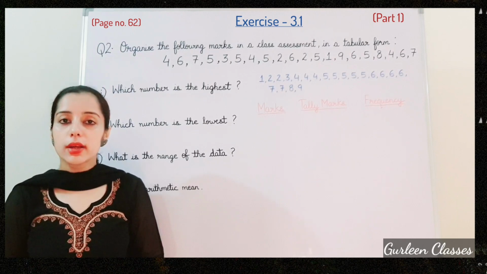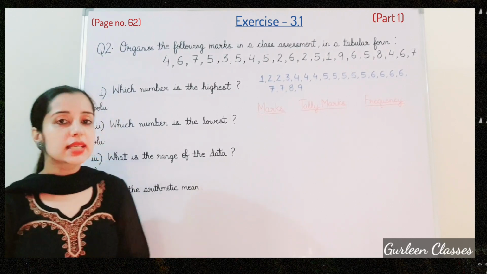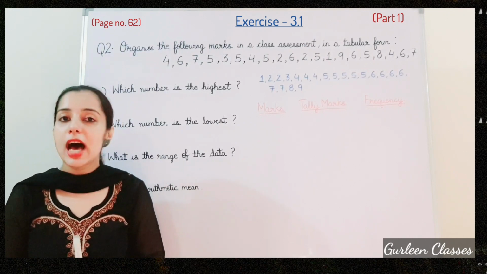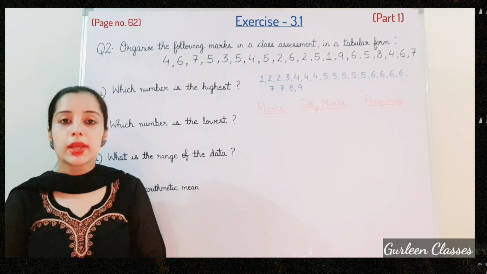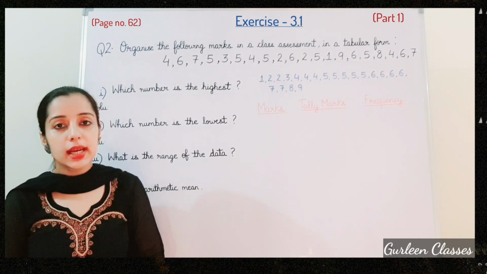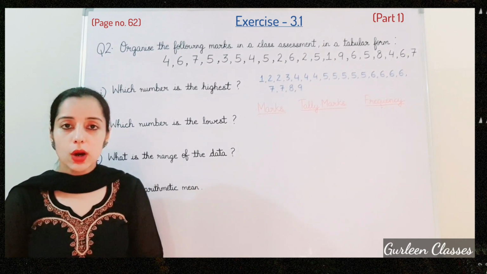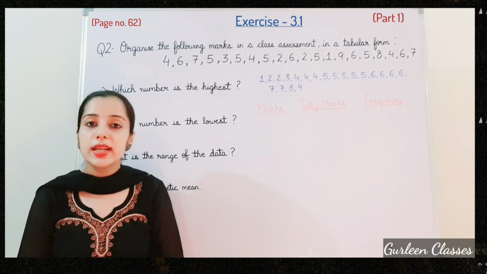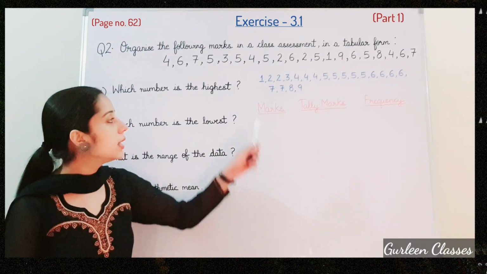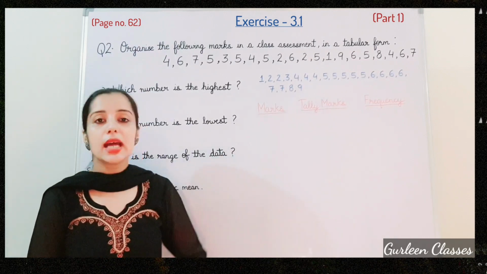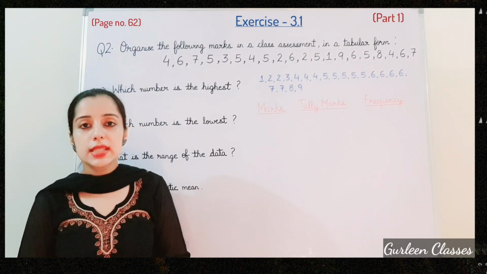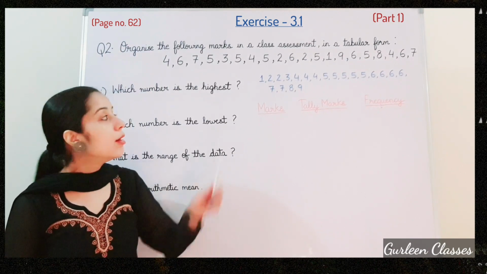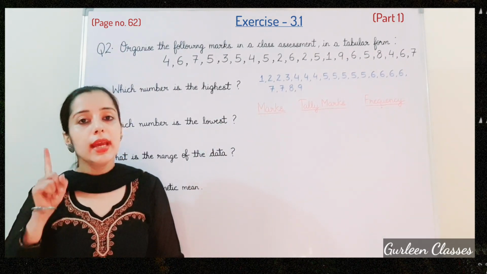Question number 2. Organize the following marks in a class assessment in a tabular form. See students, here marks are given and we have to represent them in a tabular form. So the first step is to arrange the data in ascending order. Ascending order means smaller to bigger. Now we have to draw the frequency table. Here I have written marks, tally marks and frequency. What is frequency? How many times the number is coming. For example, 1 is coming only one time.